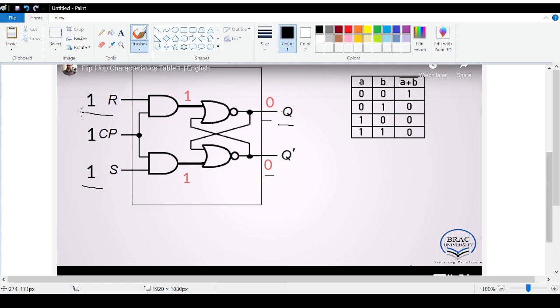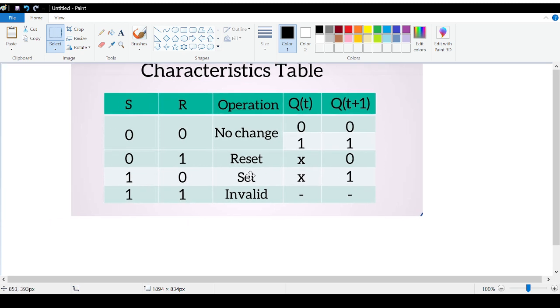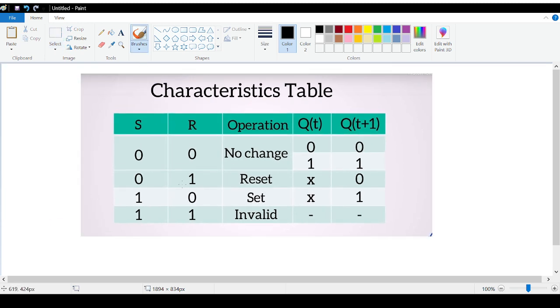So if I pass 1 through SR, both S and R, then my Q and Q bar become the same. That's why this input is invalid. Okay? 1 and 1 input is invalid. Alright. So here we can see the characteristics of the SR flip-flop through its characteristics table.